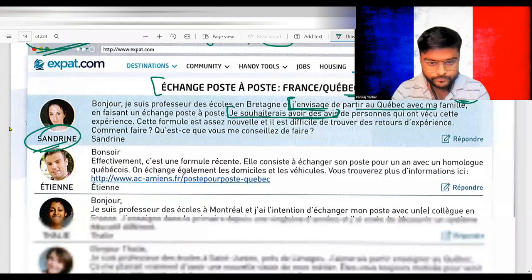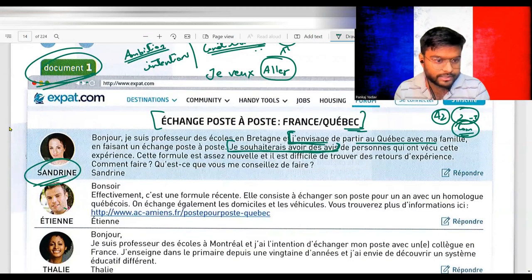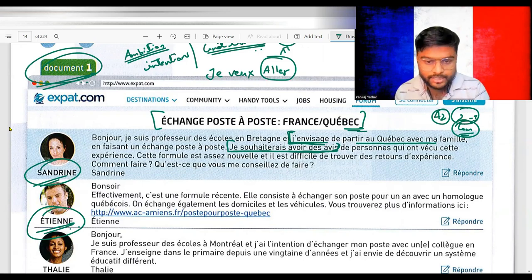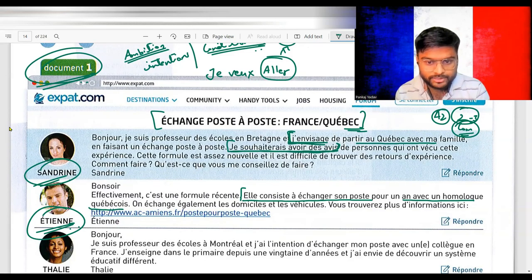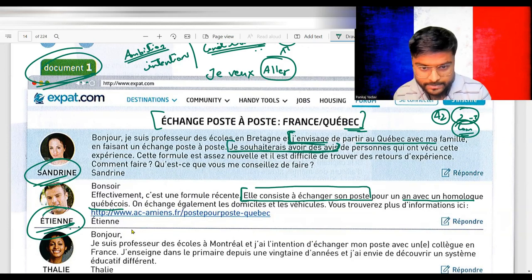Now, let's come to what Etienne wants to say. Bonsoir, effectivement, c'est une formule récente. Elle consiste à échanger son poste pour un an avec un homologue québécois. On échange également les domiciles et les véhicules. Vous trouverez plus d'informations ici. Now, what is important is elle consiste à échanger son poste. How to use this kind of thing is a bit tricky.